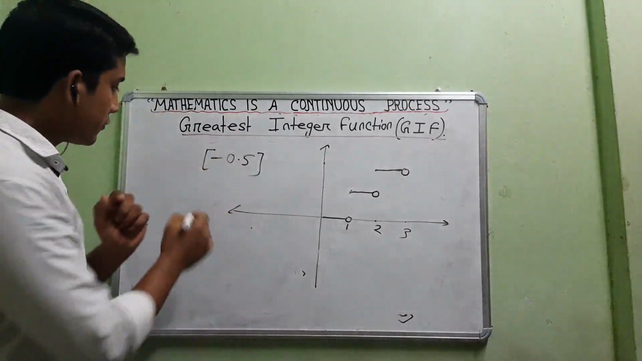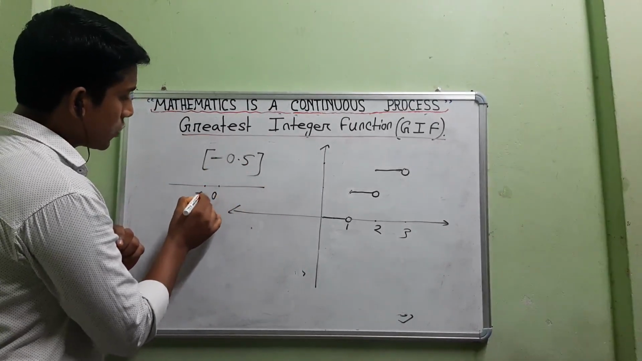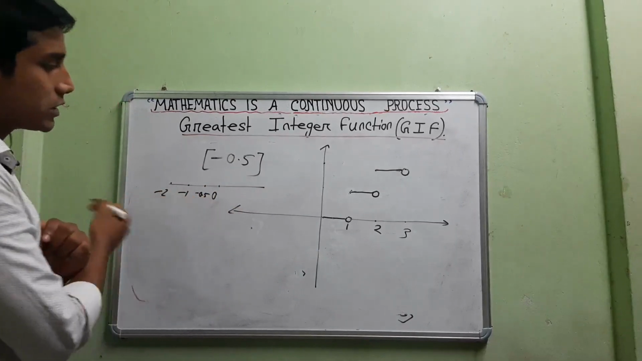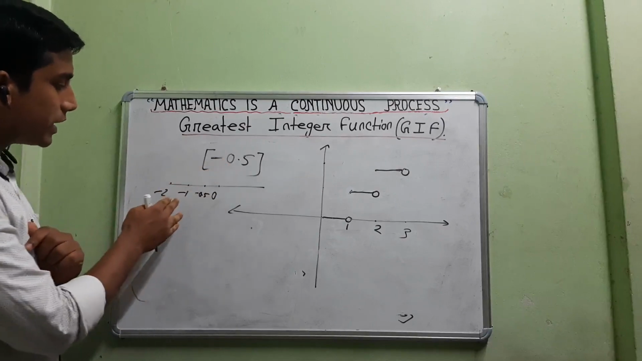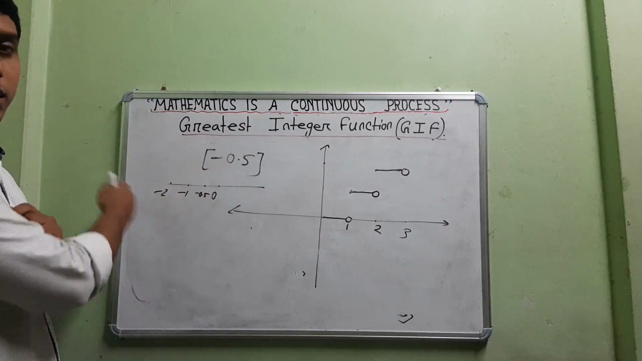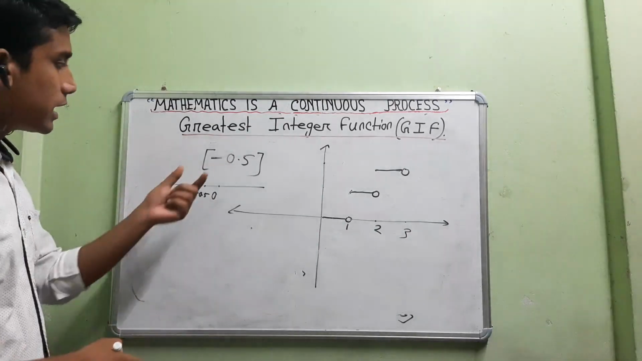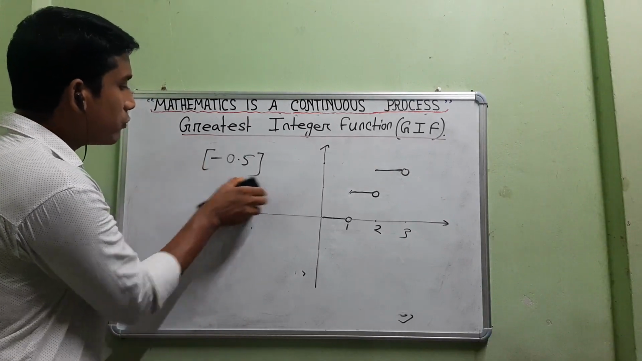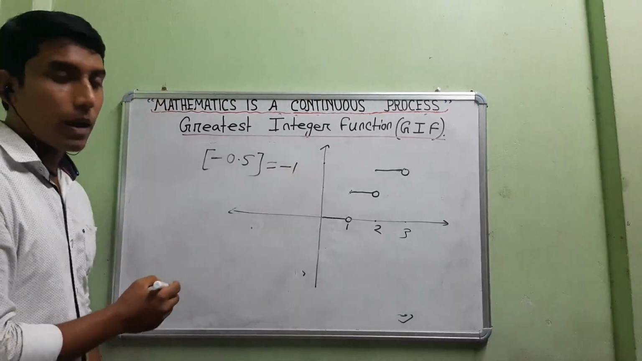If you consider the number line, there is 0, this is minus 0.5, this is minus 1, this is minus 2, in this way it is going. So less than minus 0.5, the integers are minus 1, minus 2, minus 3, in this way. Out of all the integers, which one is greatest? Minus 1. So box of minus 0.5 will give you minus 1.